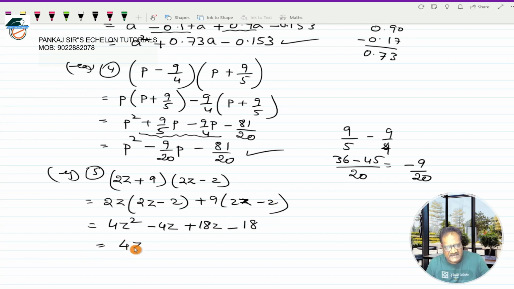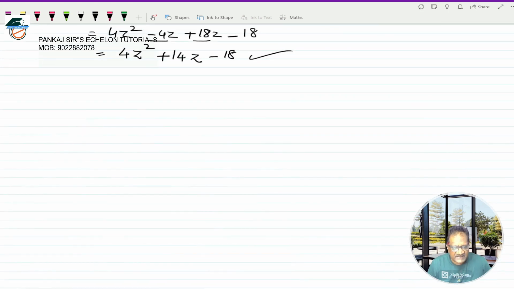Then this can be written as 4z square minus 4z plus 18z. Here the bigger number is 18, so the sign will be of 18, plus, and 18 minus 4 is 14, so 14z minus 18. This is the answer. Okay, so these were the first 5 questions. Now let us come down and do 5 more questions.